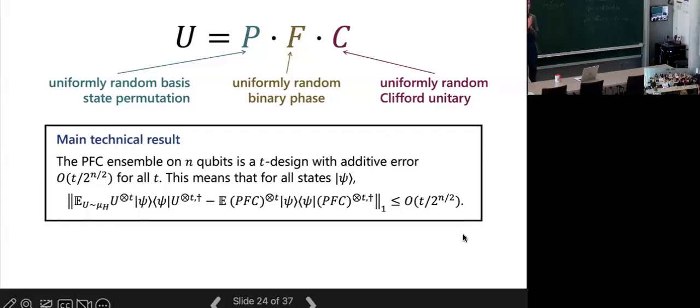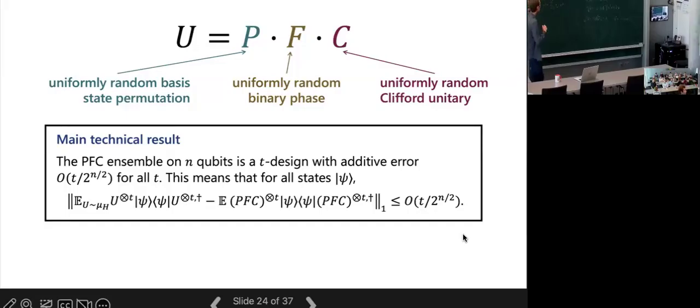There's a difference between, so there's a notion called epsilon nets on unitaries, which is basically: find a unitary that's close to any unitary, like for any unitary, find one that's close. This is not an epsilon net. It just says that if you restrict the number of queries that you make to your unitary to be 2 to the n over 3, let's say, then you can't tell apart which distribution you sample from. But it's not like for every unitary there exists a PFC kind of thing.